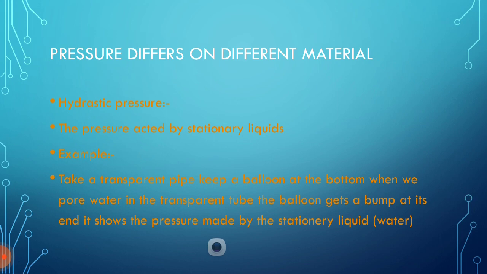What does it mean? We should take a transparent pipe and connect a balloon at its end, and when we pour the water inside, the balloon gets a bump, meaning it expands a little. Why? Because in hydrostatic pressure, the pressure is greater at the bottom of the container, so the balloon gets a bump.